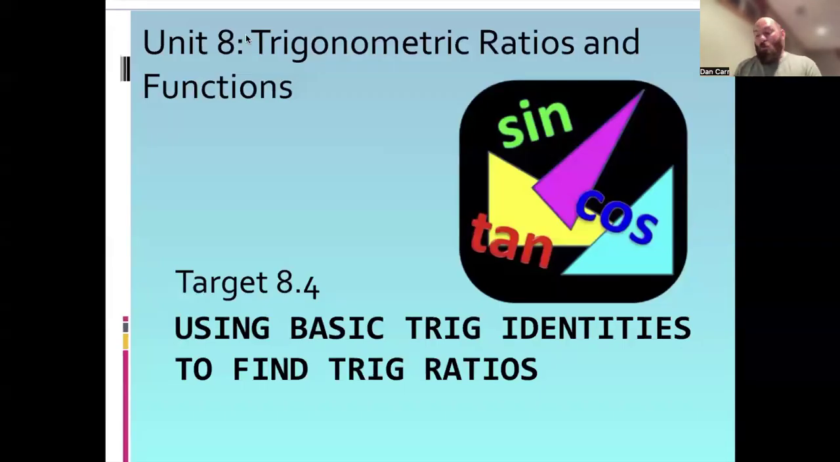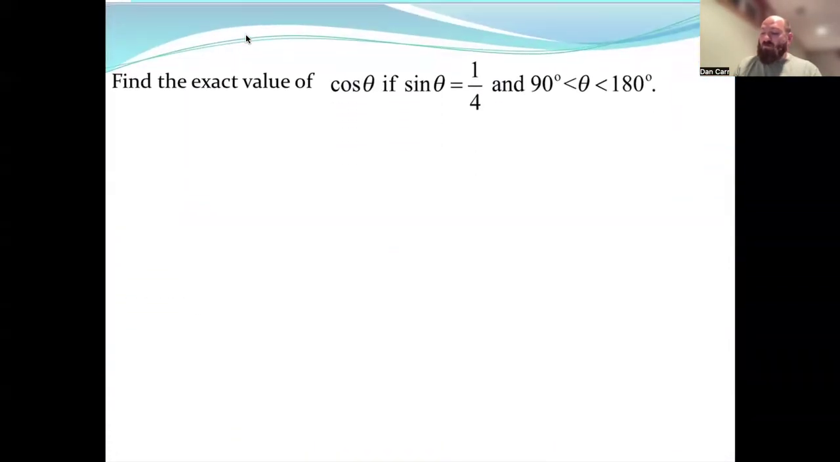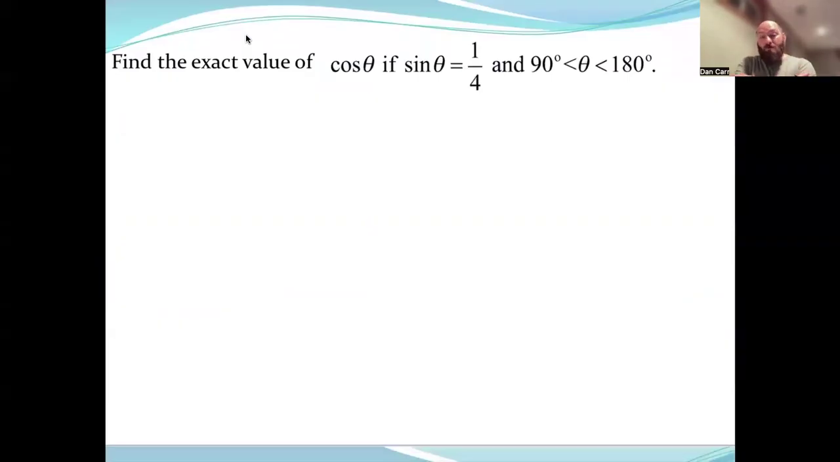Today we're going to be looking at 8.4, using basic trig identities to find trig ratios. This one's going to be a quick one. There's only three examples to go over, and everything's pretty much the same idea. So we want to find the exact value of cosine of theta if the sine of theta is equal to 1/4 and theta is in between 90 and 180 degrees.